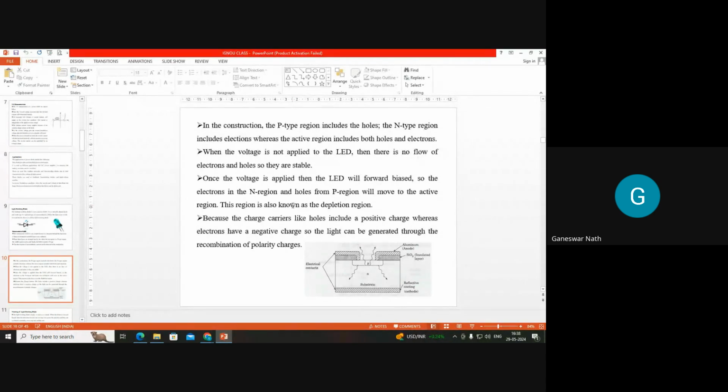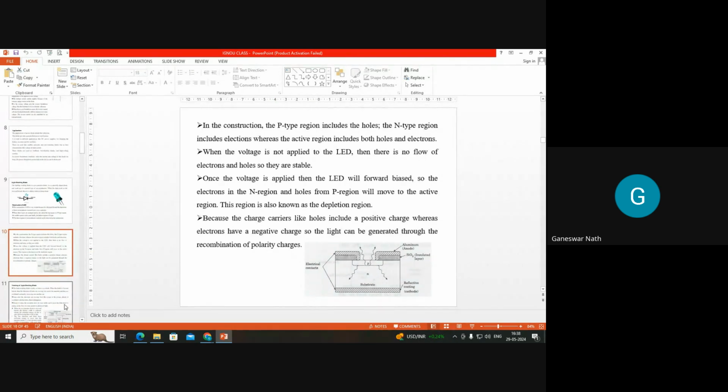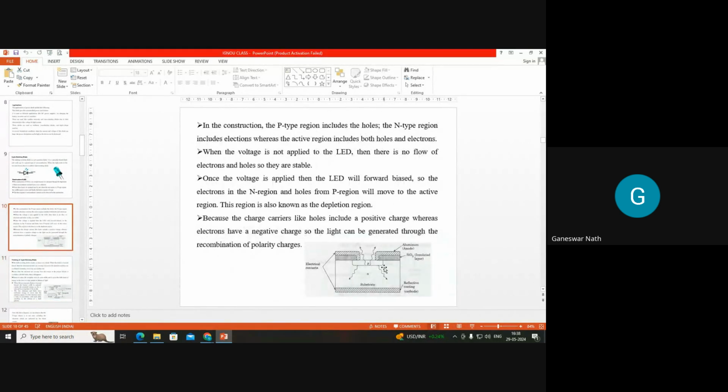Once the voltage is applied to this region, you will find that all the charge carriers get activated. From the p-type region, the holes come to this region, and the electrons start to flow from the n-type region to the p-type region, making a continuous flow of current. This is the construction in detail.